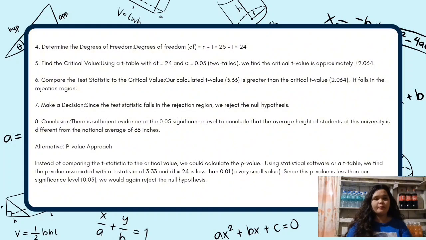Alternative p-value approach. Instead of comparing the t-statistic to the critical value, we could calculate the p-value using statistical software or a t-table. We find the p-value associated with a t-statistic of 3.33 and degrees of freedom equal to 24 is less than 0.01, a very small value. Since this p-value is less than our significance level of 0.05, we would again reject the null hypothesis.